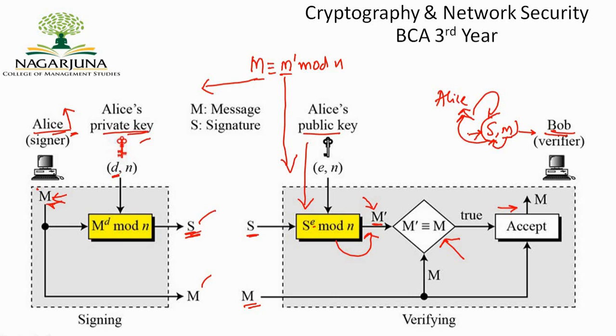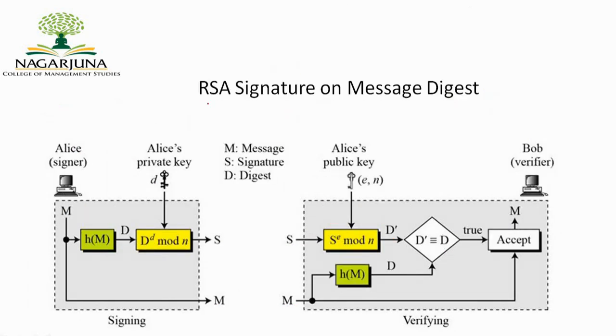Going ahead, how do you deploy your hash function into your digital signature, that we will see now. This is what we call the RSA signature on message digest. Only a small modification: now, rather than generating a digital signature against your message, the message is first sent to a hash function, which generates a hash digest. Now this hash digest is given to your private key to generate a signature.